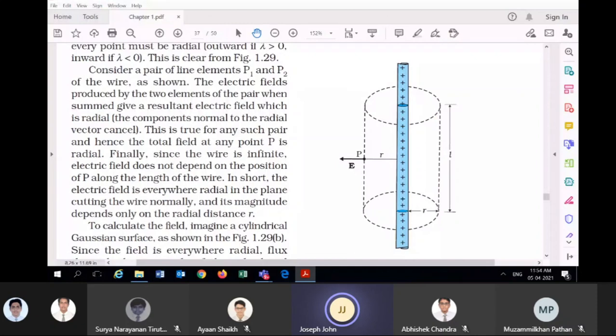Small l is the length of the cylinder, small letter L, okay? R is the radius, and P is a point.